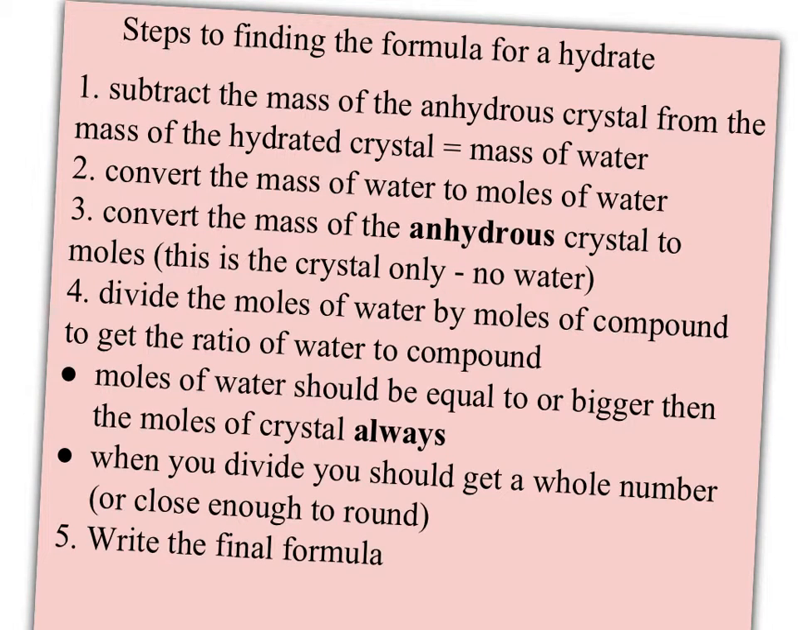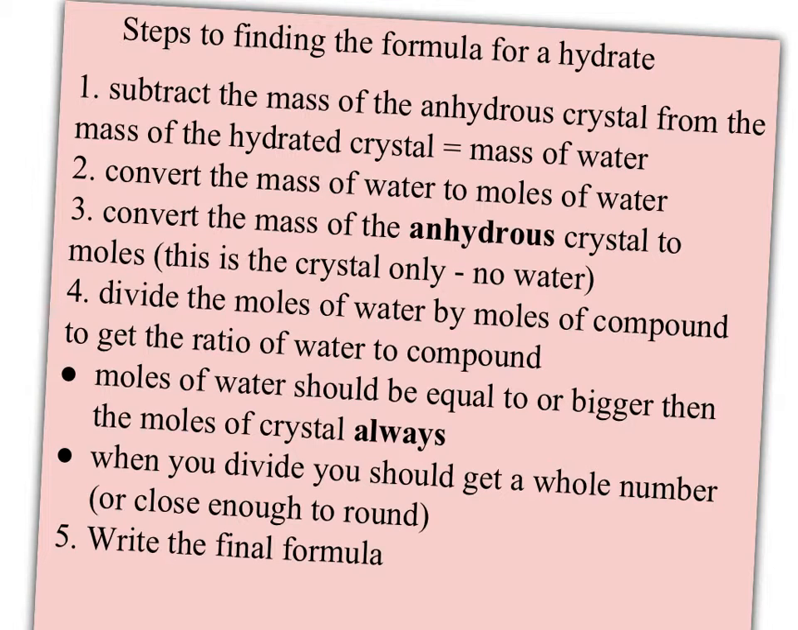Finding the formula for the hydrate is a little more work, but it's very similar to what we've been doing with empirical formulas and molecular formulas. You subtract the mass of the anhydrous crystal from the mass of the hydrated crystal, and when you're working problem sets, both these masses will be given to you. It'll probably be based off of some experimental data. And when you do it in the lab, your anhydrous crystal will be what you're left with afterwards. The hydrated crystal is what you're going to start with and dry out. You convert the mass of water to moles of water, and then you also convert the mass of the crystal only, or the anhydrous crystal, into moles.